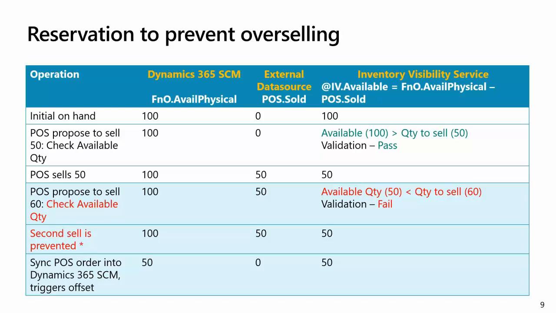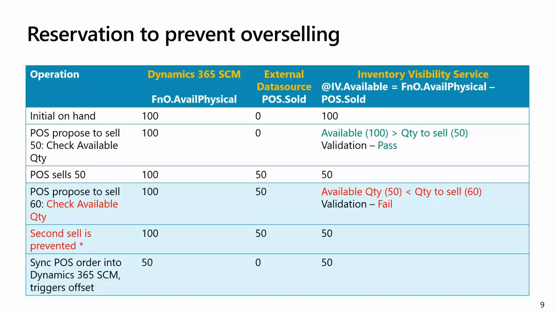However, when it comes to the second order, where we try to sell 60 pieces out of the only 50 available, there would be fewer quantities in the available pool than what we actually propose to sell. So we would fail the validation and reject the inventory changes. In this way, we prevent the second sale and thereby prevent the overselling issue.